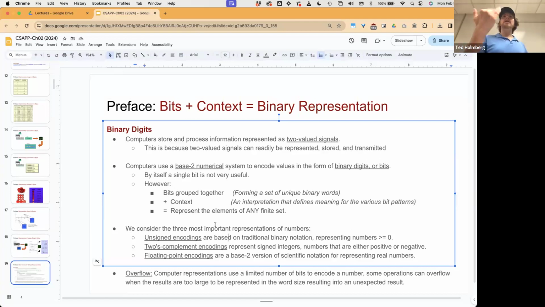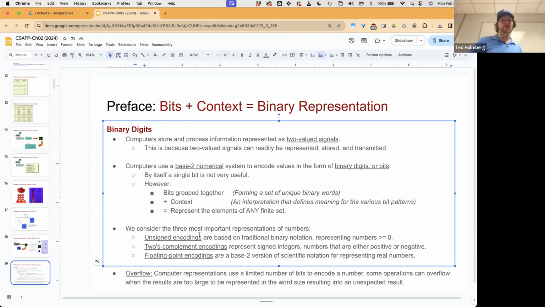Okay, but if everything then has a numerical representation, then it's important for us to really understand how numerical values are represented and processed on our computer system. So that's what we're going to talk about.